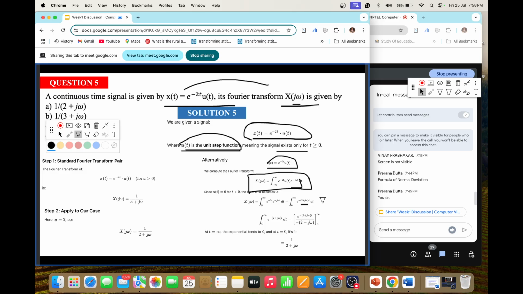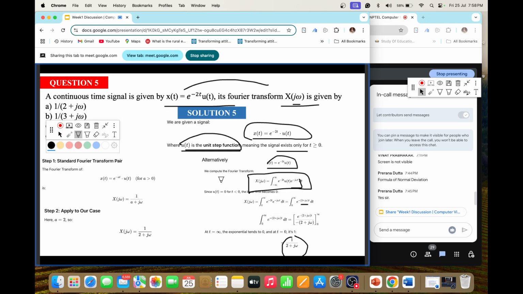Then you can do the simple integration. You all know integration. How can we integrate e to the power alpha t? It is e to the power alpha t by alpha. Similarly, e to the power minus (2 plus j omega) t divided by minus (2 plus j omega), with the limit from 0 to infinity. You just solve it and you can easily get 1 by 2 plus j omega.